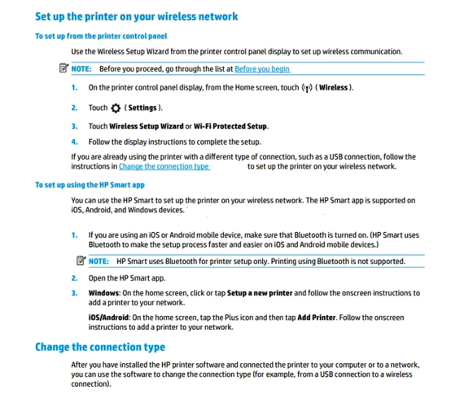To set up from the printer control panel, you can follow the steps which are available on the screen. As you can see, there are 4 steps. So in this way you can set up from the printer control panel.